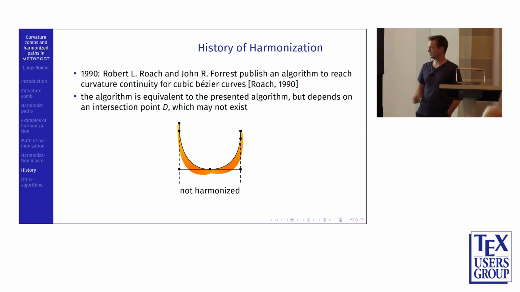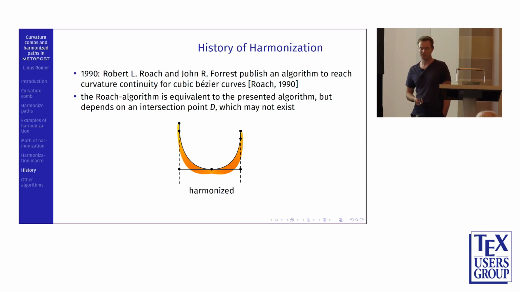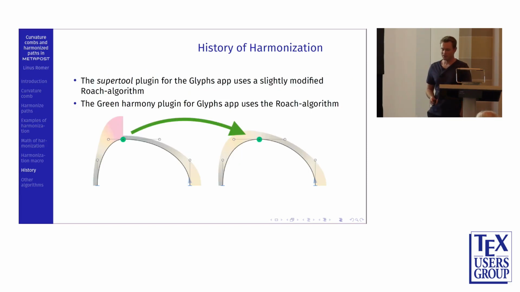For example, in this case, you would have the intersection point D at infinity, so this would not work with Robert L. Roach's solution, but it works with the solution that I have presented here. And there are some plugins that use the Roach algorithm. For example, for Glyphs, there are two plugins, the SuperTool plugin and the Green Harmony plugin. Both use the Roach algorithm. The SuperTool has it slightly modified.